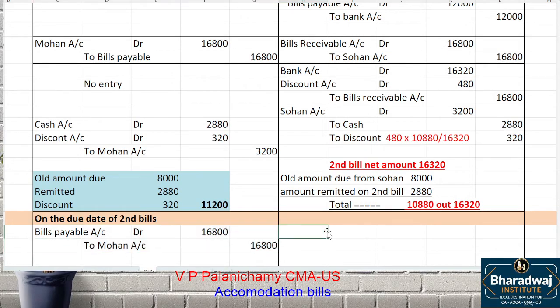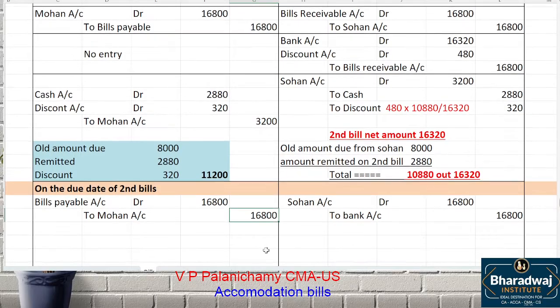What is the entry the other party will pass? Debtors account debit to bank account. Sohan account debit to bank account.